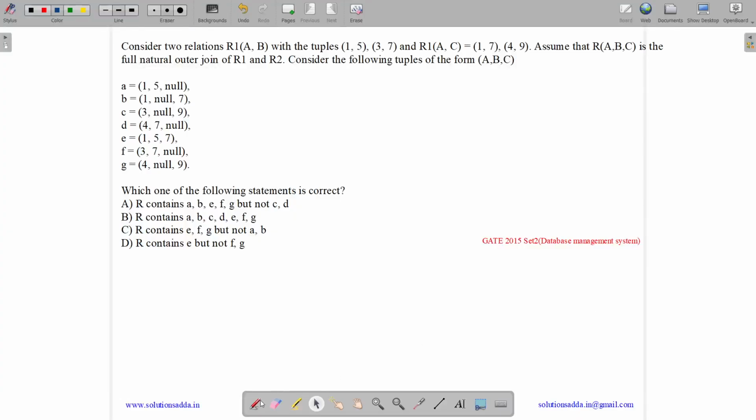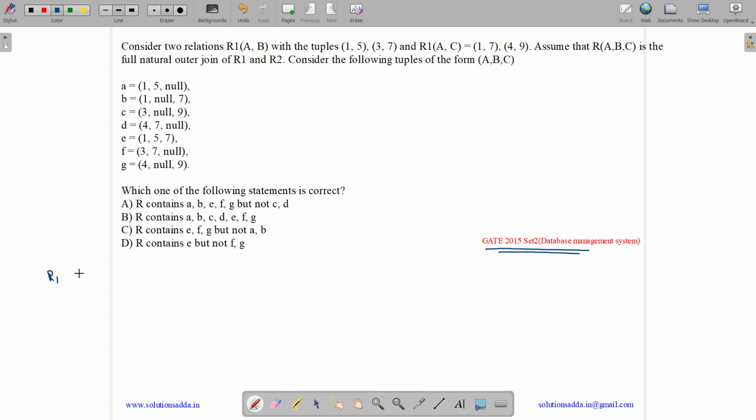This question belongs to Database Management System subject and was asked in GATE CSE 2015 Set 2. So the question states, consider two relations R1(A, B) with the tuples (1, 5) and (3, 7). So we have R1, let me draw it over here.